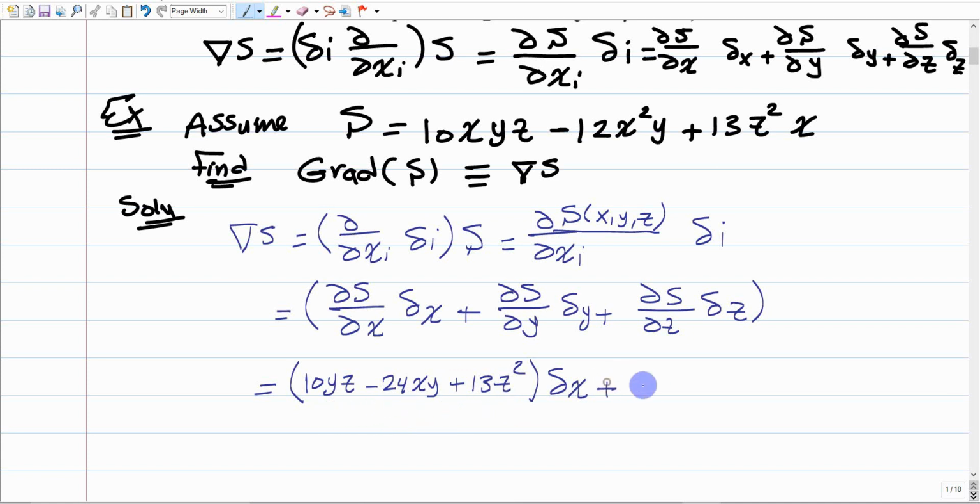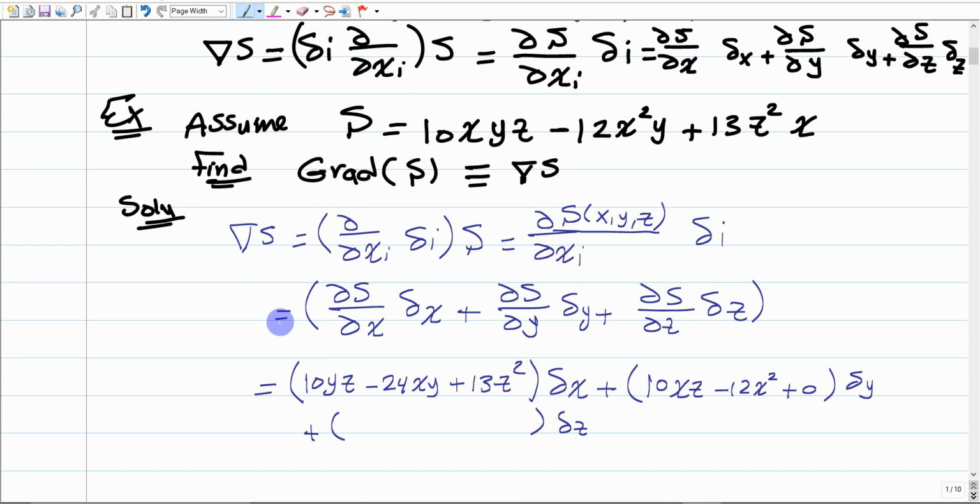Then we repeat again, but this time with respect to y. For the first term, we end up with 10xz. The second term is negative 12x squared. The third term is going to be 0 because there are no y's in the third term. Okay?